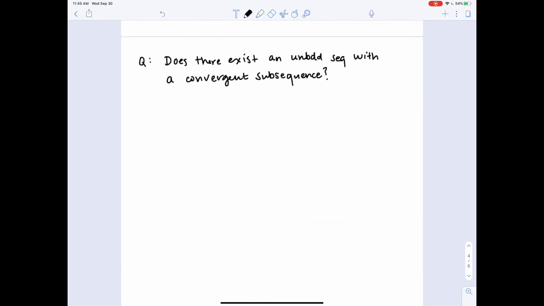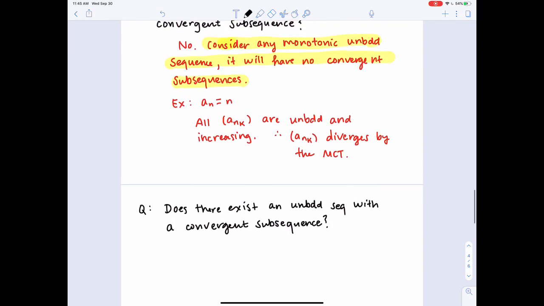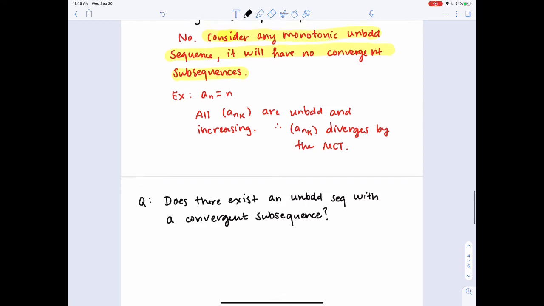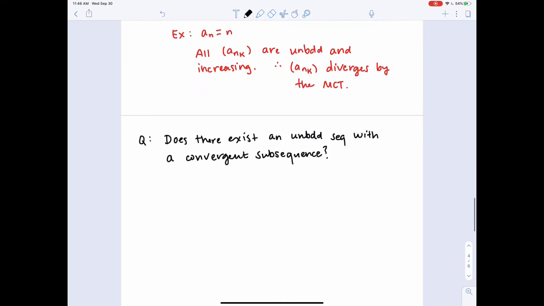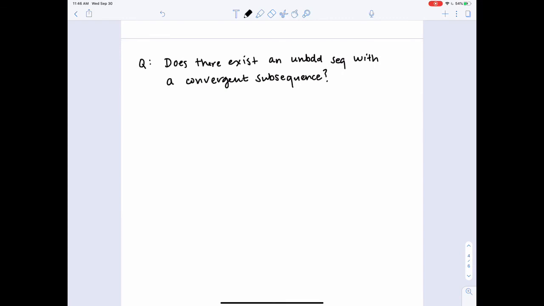So here's another question. Does there exist an unbounded sequence with a convergent subsequence? We just looked at an example, n, which is an unbounded sequence with no convergent subsequences. But is there a way to create an unbounded sequence that does have a convergent subsequence? You may want to think about this graphically. So I would pause your video and try to come up with something. Once you see what a graphical picture looks like, you might have an easier time coming up with an actual formula for the sequence.